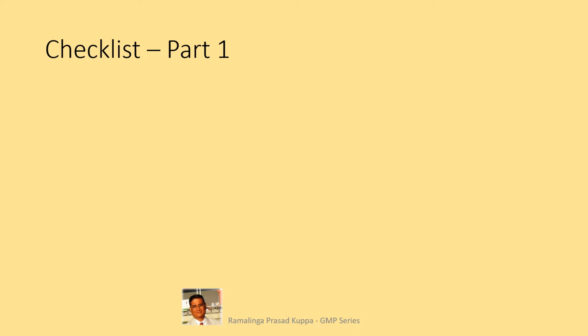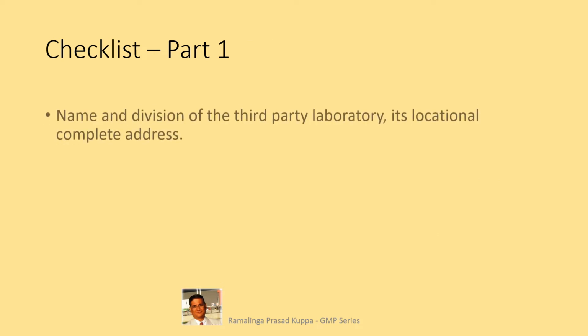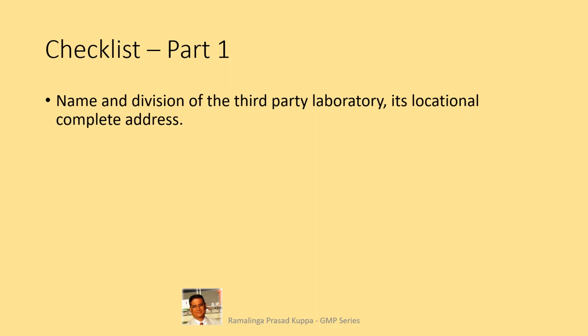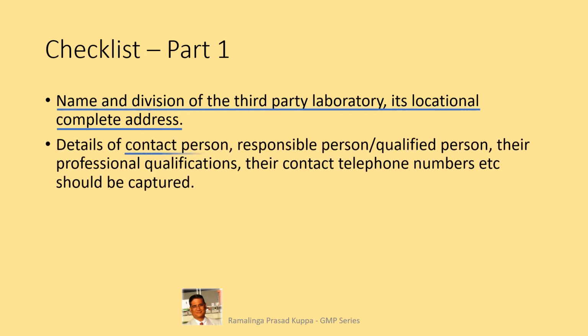Let us see the required checklist. Name and division of the third-party laboratory, its locational complete address. There are 4 parts of checklist. The part 1 checklist should have the following. The first thing is its locational address, including its GPS coordinates, details of contact person, responsible person, qualified person, their professional qualifications, their contact telephone numbers, etc.